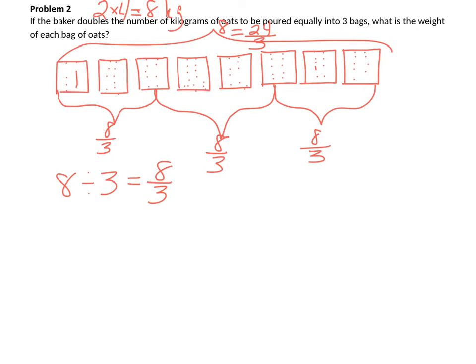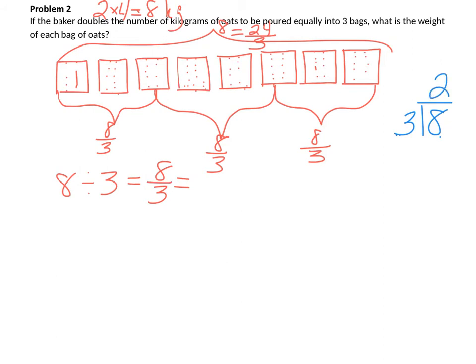So 8 thirds, 8 thirds, 8 thirds. I have 3 groups of 8 thirds because I have 3 bags. So 8 thirds is equal to, well, let's do the division over to the side and prove it. So 8 is my dividend, 3 is my divisor. 8 divided by 3, or how many 3's fit into 8?